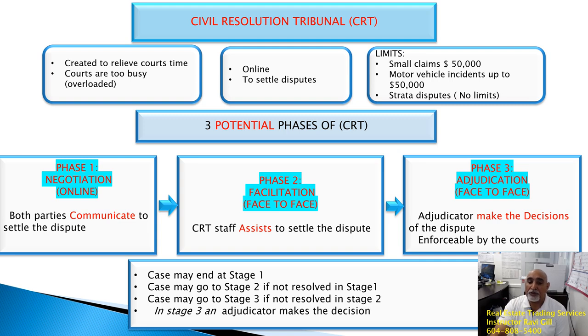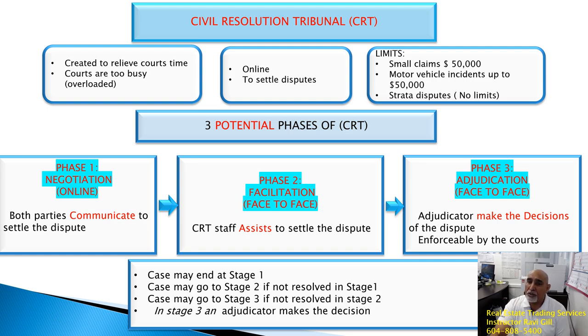If it doesn't get resolved in stage two, then it will go to stage three, which is called adjudication. It's again face-to-face. The adjudicator makes the decision, now like a judge. He's a person assigned by the Civil Resolution Tribunal to make the decisions. And just like decisions by a judge in court, these decisions are enforceable by the courts. Very similar to enforcement of a judgment. The same things can happen here.